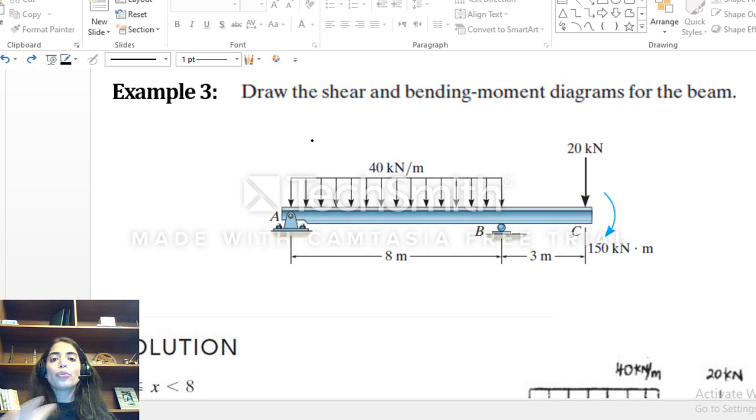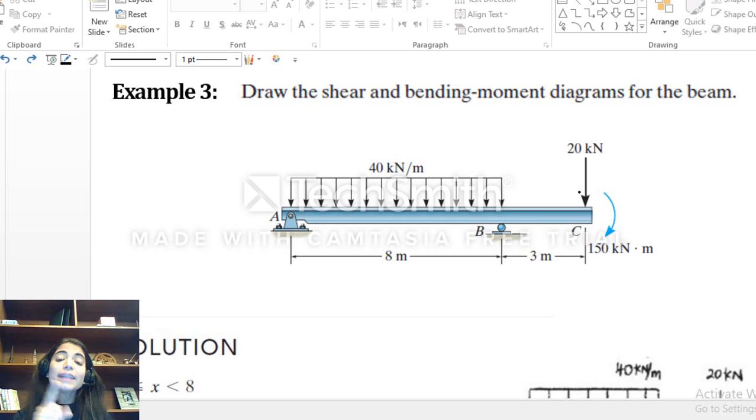Okay, so guys, this is the third example in this chapter of internal forces. Now here I have a distributed load from A to B, and then I have a loading at the end of the beam. Now guys, I want you to know that any loading at the end of the beam, like in this case, even if it is a moment or a force, will not affect the equation of V and M if you are always taking the left part.